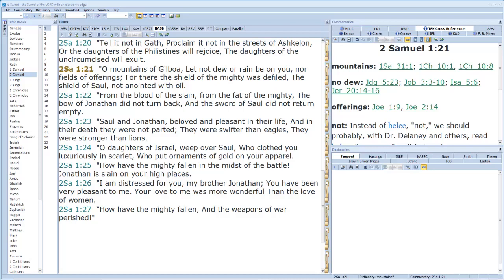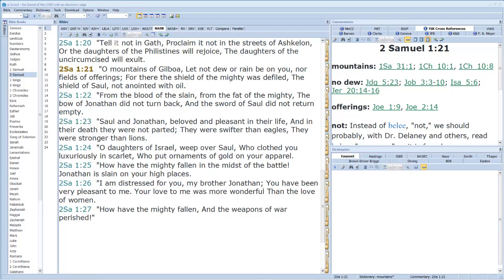Now, verse 22 says, from the blood of the slain, from the fat of the mighty, the bow of Jonathan did not turn back. In other words, what he's saying is that Jonathan would go and he'd fight against those mighty men of war, his enemies. He would fight against the mighty ones. He wasn't afraid. He wasn't a coward. That's the idea when it says from the blood of the slain, from the fat of the mighty.